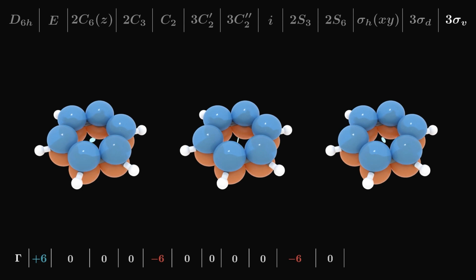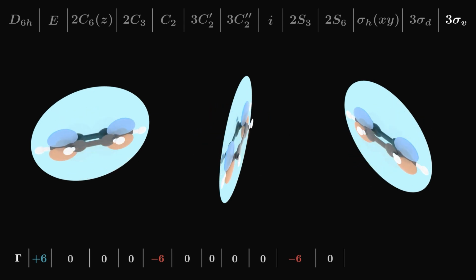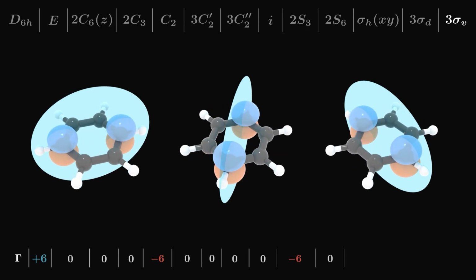Finally, we have the reflections across the vertical mirror planes. Since each plane crosses 2 carbon atoms, each keeps 2 of them in place with unchanged orientation. Furthermore, since there is a total of 3 mirror planes of reflection, this operation has a trace of 6.